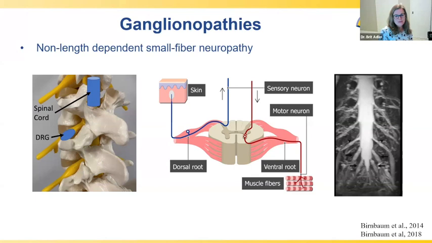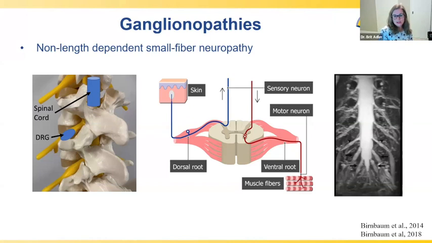Some patients with Sjögren's can develop inflammation of that dorsal root ganglia, and this can lead to a ganglionopathy. And this can cause a variety of sensory symptoms. Patients can get sensory deficits, loss of sensation, pain. Sometimes they can actually get ataxia, where they don't walk properly and lose balance because they don't have that sensory input.